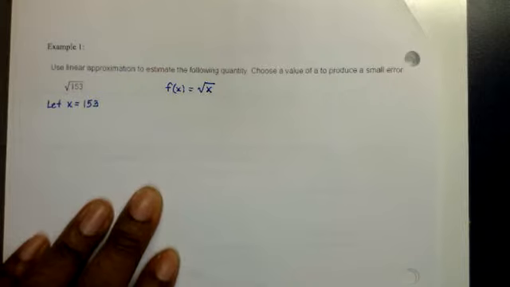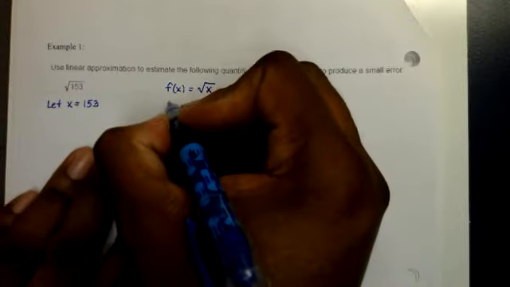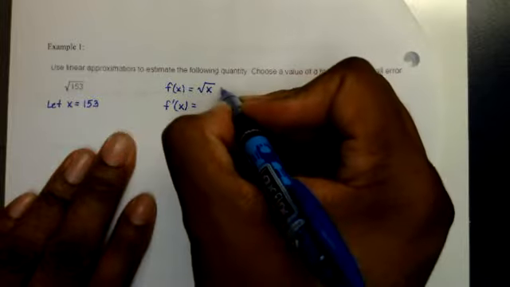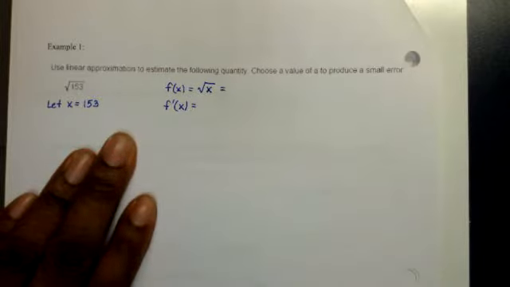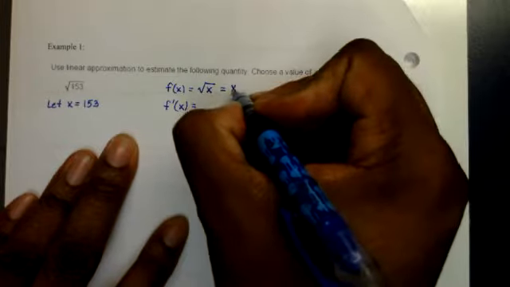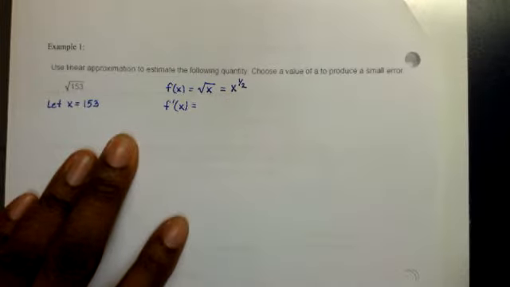So f of x will be equal to the square root of x. And now part of that linear approximation function requires us to find the derivative of f of x. So I need f prime of x as well. Now, what I'm going to do is change the square root of x to its equivalent exponential form. And that would be x to the 1/2 power.